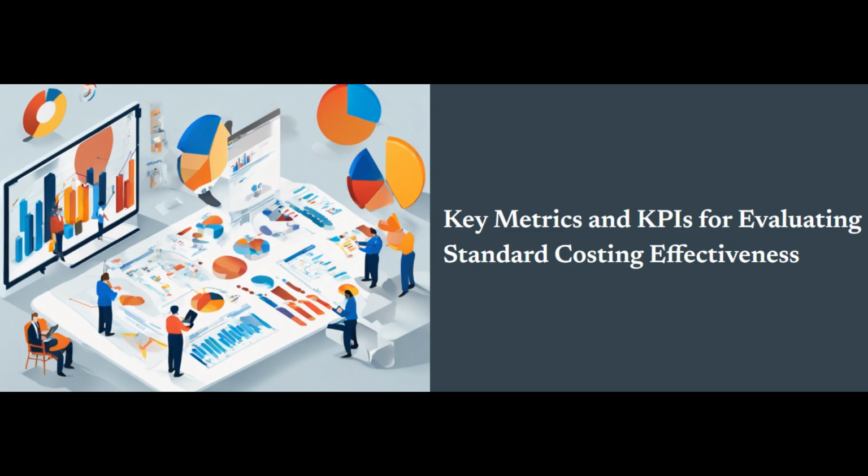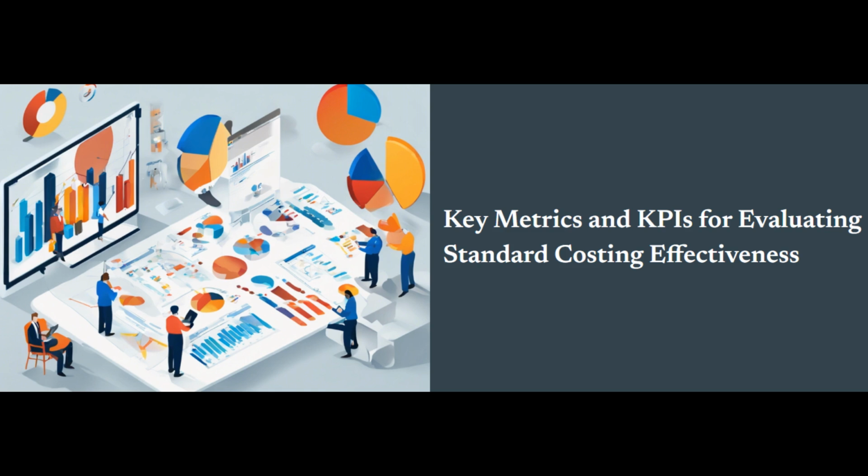Standard cost-based pricing accuracy: the percentage difference between prices set using standard costing and actual market-based prices, with a target of maximizing pricing accuracy. Standard cost-based budgeting accuracy: the percentage difference between budgeted cost and actual cost, with the goal of improving the reliability of budgeting and forecasting. By regularly monitoring these KPIs and making data-driven adjustments to the standard costing system, organizations can foster a culture of continuous improvement and ensure that their costing practices remain aligned with their broader strategic and operational objectives.